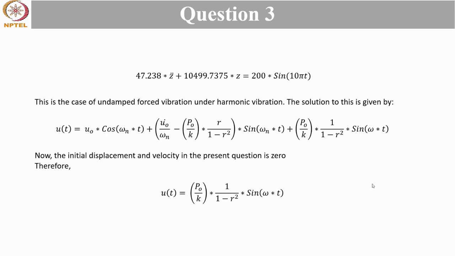Now, the initial displacement and velocity in the present question are 0. So the first two terms will become 0. So there is no vibration due to initial conditions, and it is just due to the external force. So u of t will be given by nothing but p naught by k into 1 upon 1 minus r square sine omega t. Now what is r? It is the ratio of forcing frequency upon natural frequency.